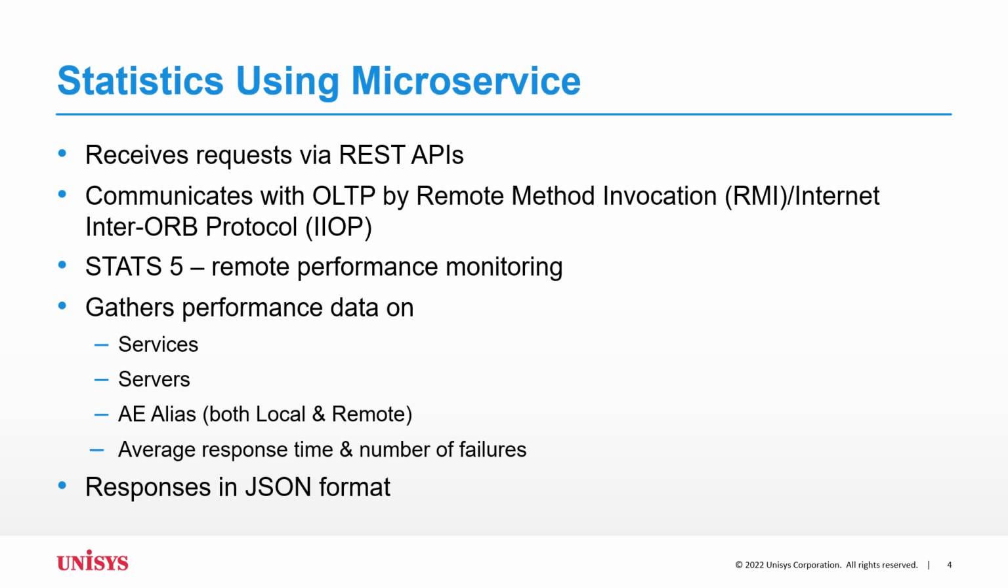Microservices collects performance data such as services, server, AE alias, average response time, and number of failures. The data is refreshed based on the refresh rate specified in the settings. Third-party analytic products can use these APIs for their data analysis. Statistic output is returned in JSON format.